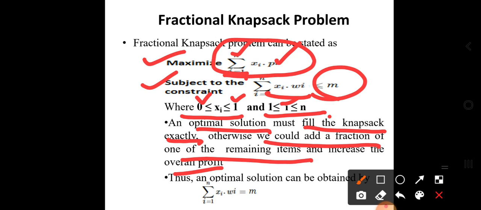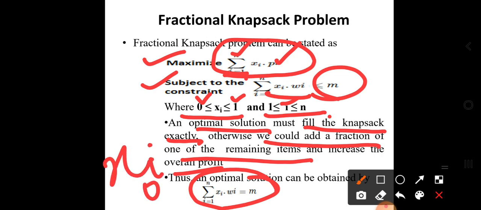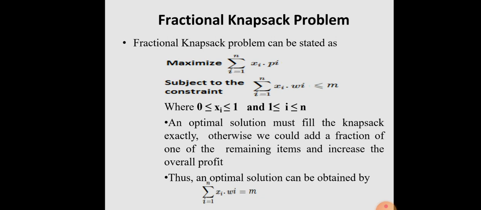So the optimal solution can be obtained by sigma i equal to 1 to n of xi wi. Here i means there are n objects. Then xi into wi is the sum of the weights of each selected object. xi means either 0, that is not taken, or 1, that it is taken. If it takes 1 by 2, it means half of that object is taken. Then this will be equal to the maximum capacity.